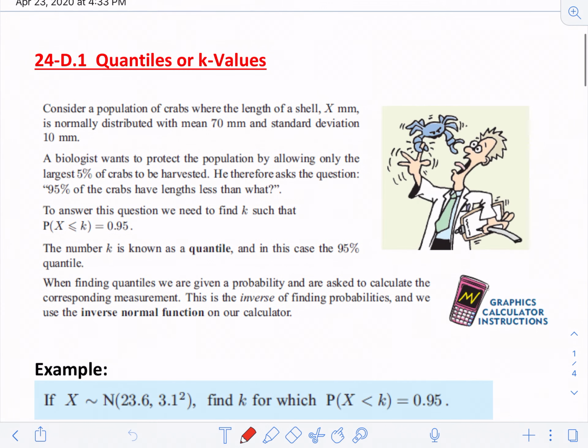Hi, everybody. Welcome back. Today we are going to get into chapter 24, section D1. We're going to talk about quantiles, or what's also called k-values, with our normal distribution.